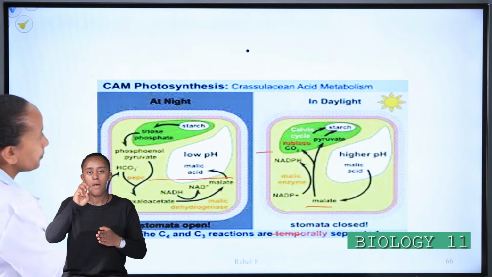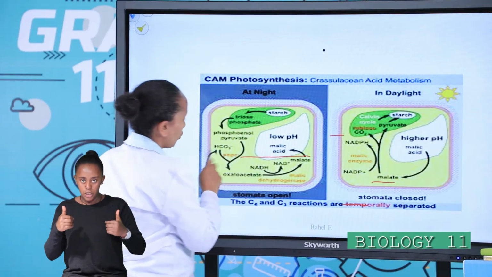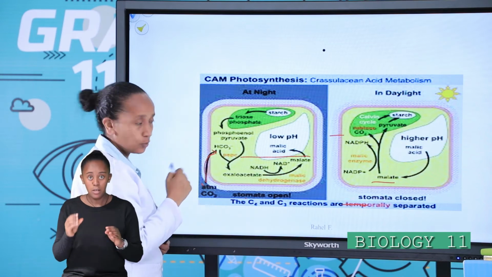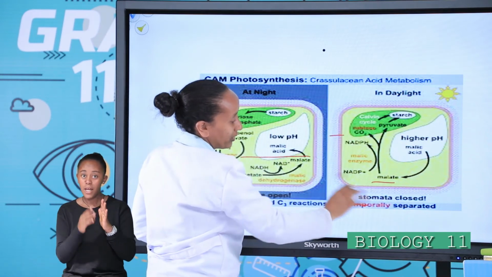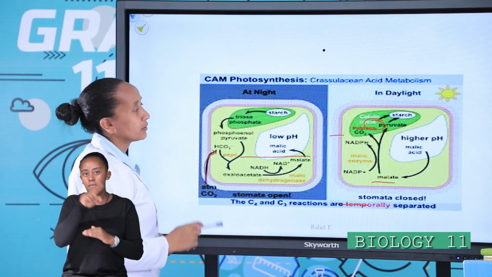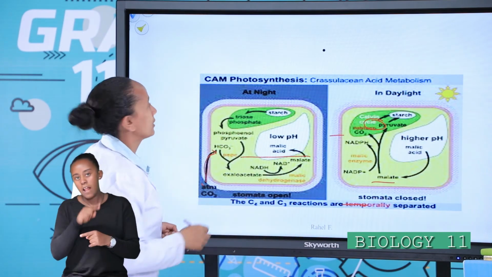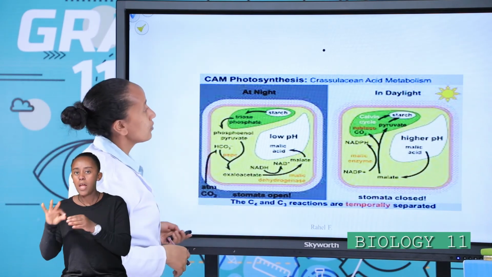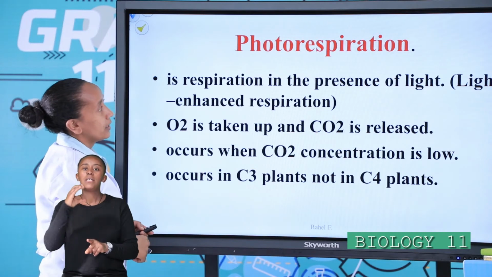As you see here, at night, stomata are open so that carbon dioxide will enter the leaves. At day, stomata are closed so they can undergo the Calvin cycle. This makes CAM plants different from C4 plants.